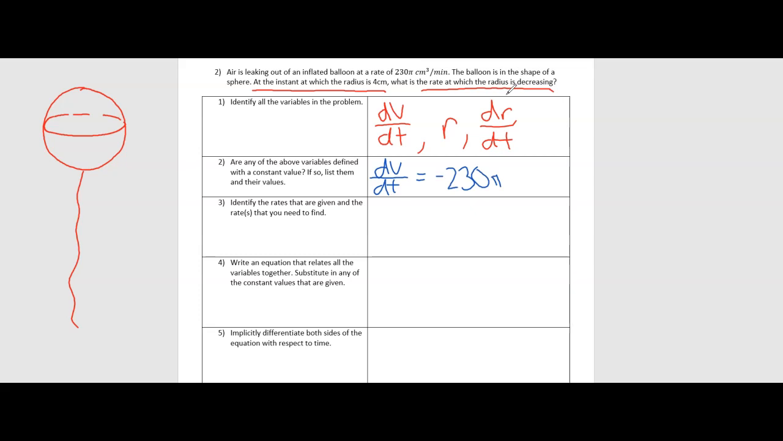Question 3, I kind of do that in step number 1 as well. When I'm looking at the variables, I also think about the rates. So we're told that dV/dt is negative 230 pi. The thing that we need to find is dr/dt. So dr/dt is what's in question. And again, I'm not concerned that you have these in the exact boxes that I do. I'm concerned that you're thinking about these questions.